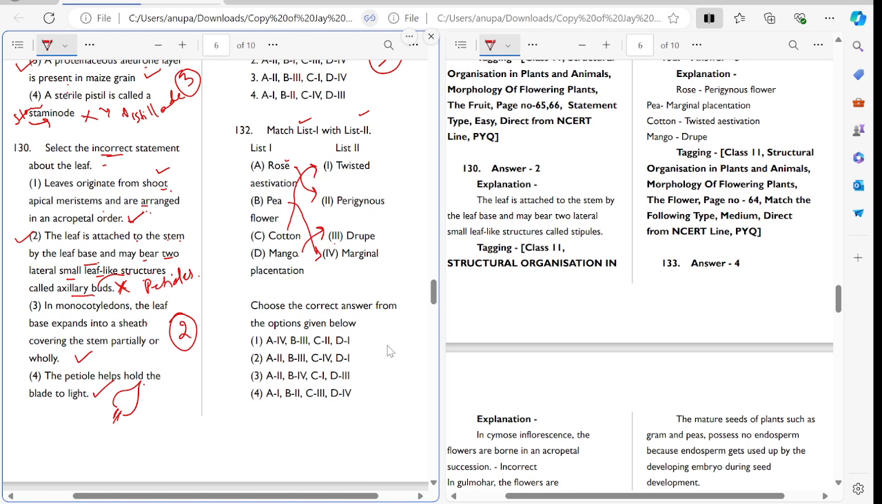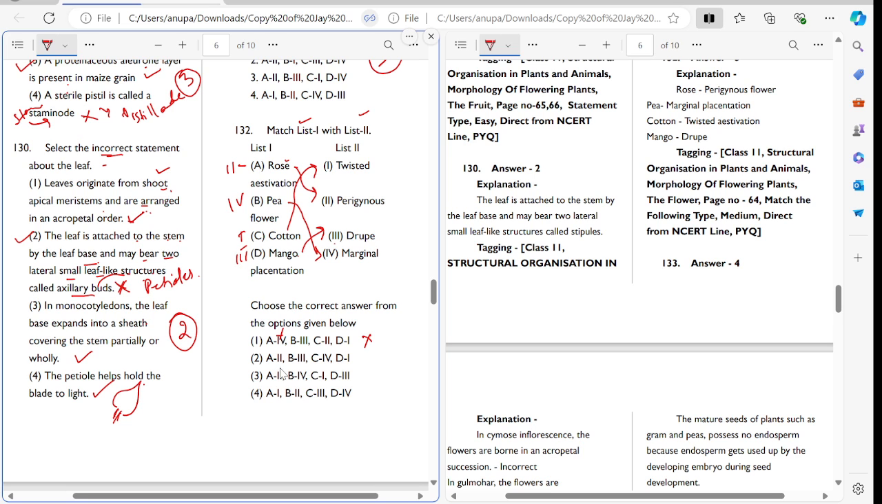Now let's see the options. Option 1 is A matches with 4. If this is wrong, we have matched A with 2. We have matched B with 4, C with 1, and D with 3. So this option could not be our answer here.